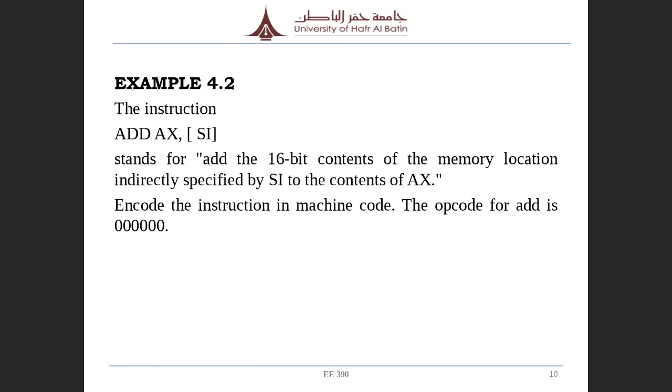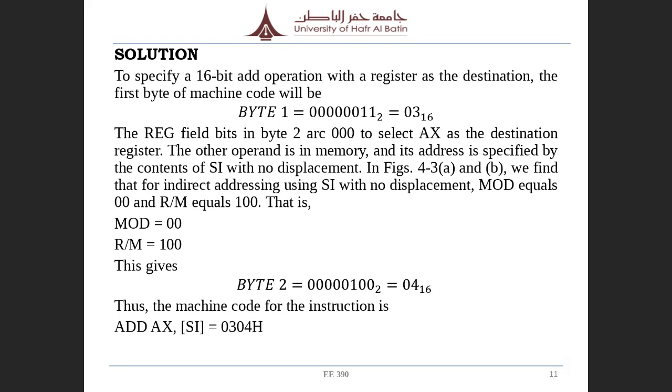So SI is 16 bit, and it gives the offset address of the memory location. So AX comma square bracket SI means the memory data, at the offset address represented by SI, will be added up with AX. Okay, so what is the format for this one? Let us have a look.